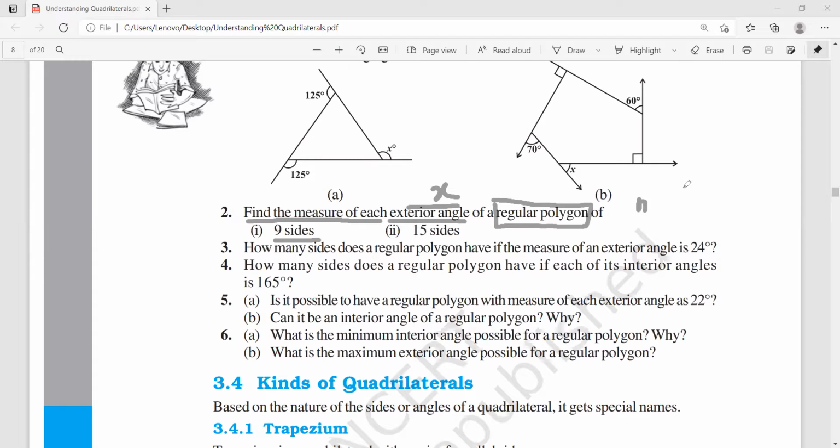Who will say? X is equal to 360 degree upon n. Correct. X is equal to 360 divided by n. Absolutely right. So 360 is here, n is here, so we can calculate the value of x by putting the value in place of n.